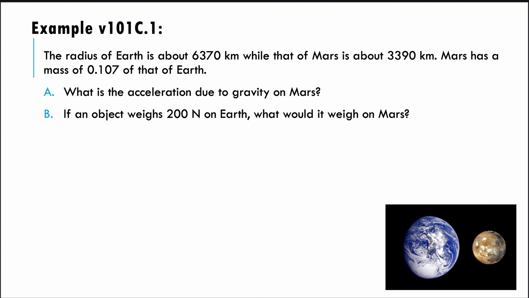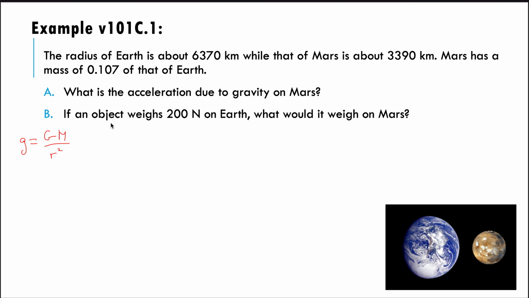Let's take a look at another example. The radius of the Earth is about 6,370 kilometers, while that of Mars is about 3,390 kilometers. Mars has a mass of 0.107 of that of Earth. What is the acceleration due to gravity on Mars? We're trying to find g. We can use the same equation that we just used. Little g equals big G M over r squared.